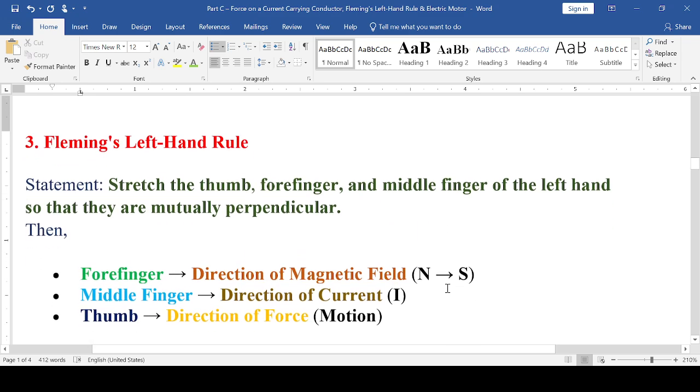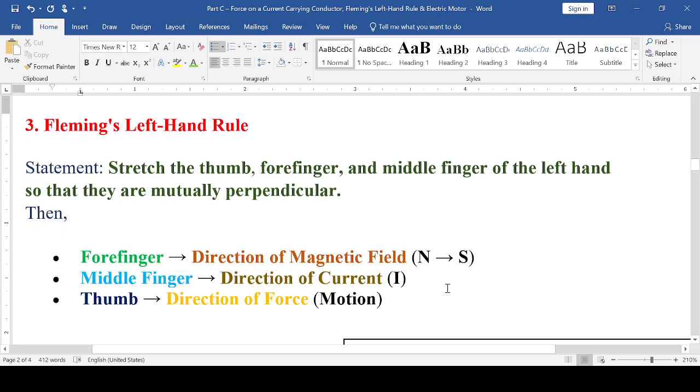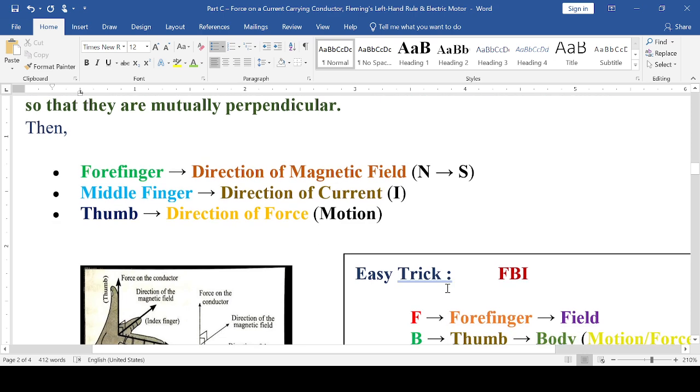In Fleming's left hand rule, students, you need to stretch the thumb, the forefinger and the middle finger of your left hand so that they are mutually perpendicular. All three must be mutually perpendicular to each other. The forefinger represents the direction of magnetic field, the middle finger represents the direction of the current, and the thumb represents the direction of force.